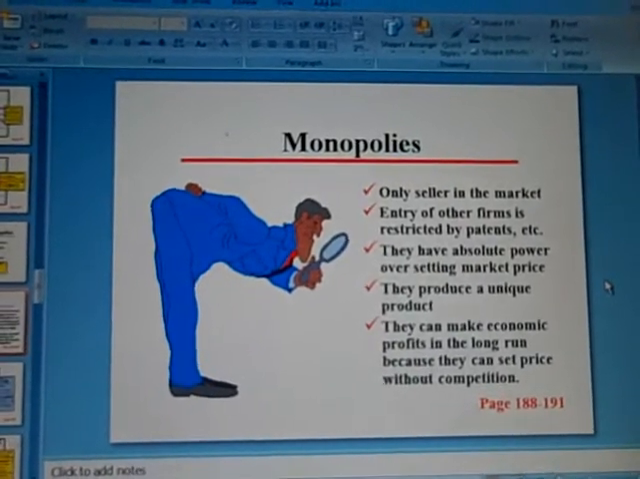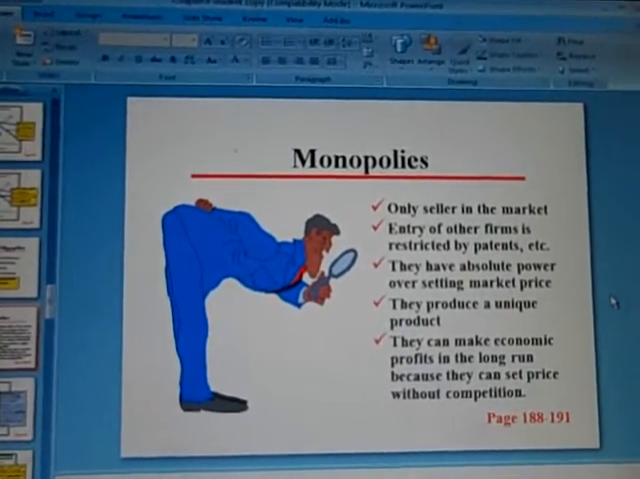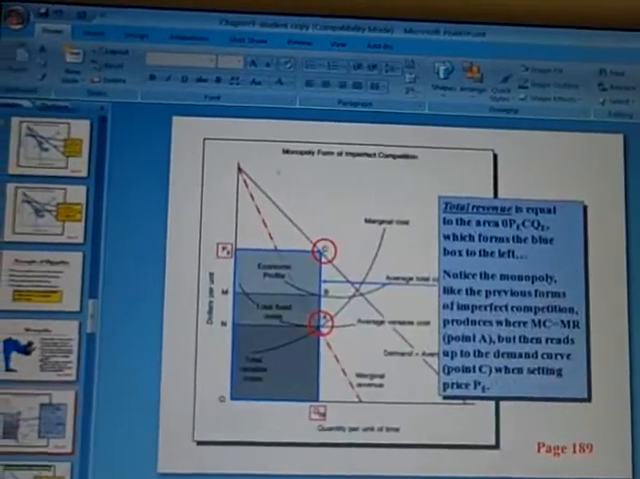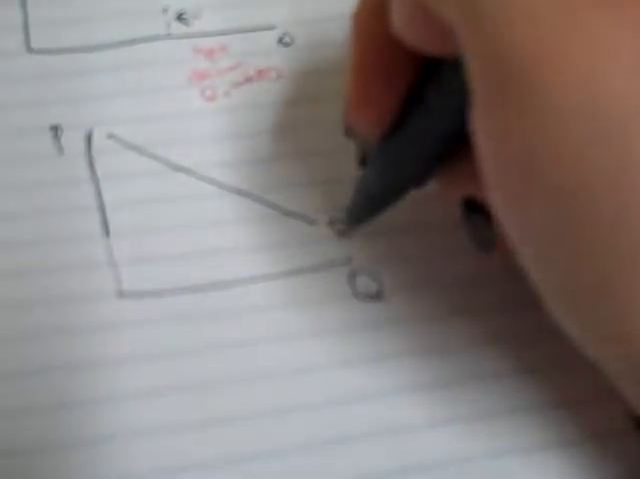They have a unique product, and they're going to be able to make economic profit because they do have the ability to set price. However, our graph is going to be very similar to the monopolistic competition graph. And there's a reason for this, and the big reason is that there are laws that restrict monopolies from existing. So true monopolies don't exist anymore.